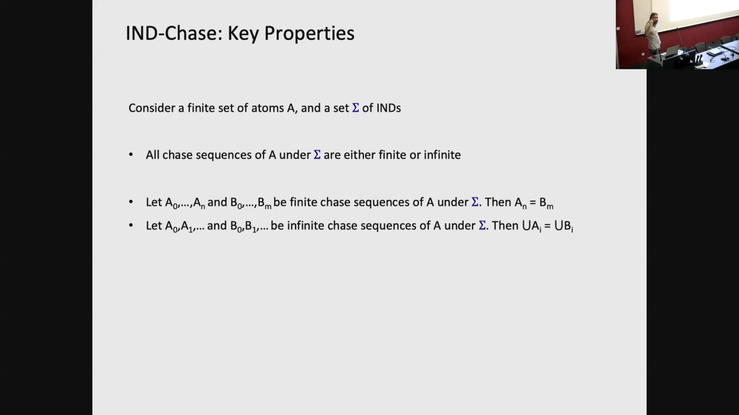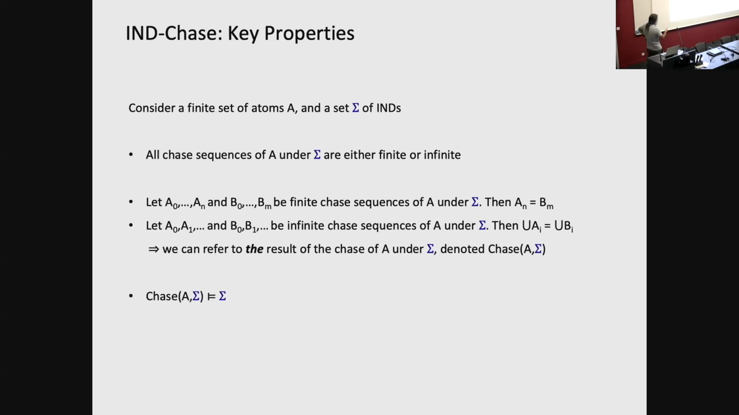Why? Because I fix the way that I name variables. So the fact that I fix the naming scheme allows me to state this as a set equality, and not just an isomorphism. Which means that no matter the order in which we apply the inclusion dependencies, we'll get exactly the same set of atoms. And therefore, we can refer to the unique result of the chase. It's a unique set of atoms, which I denote in this way.